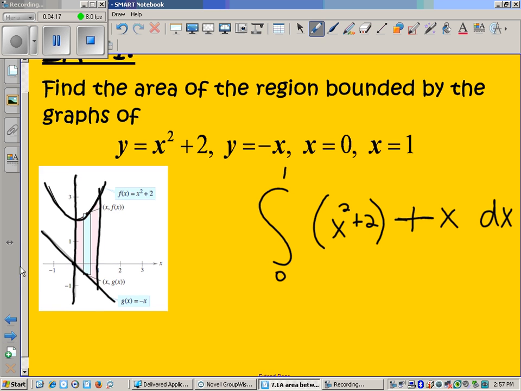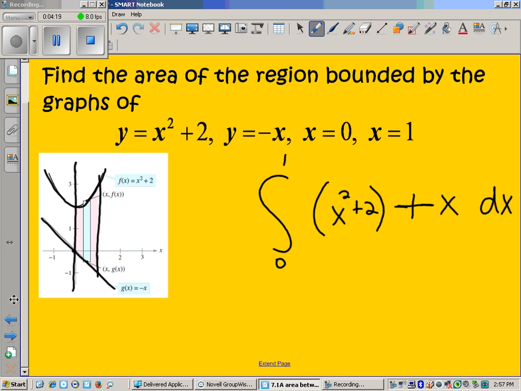What if they didn't give me a picture? And what if I couldn't necessarily visualize who was greater than, who was above? How could I figure out who was above between 0 and 1 if I don't have a picture?